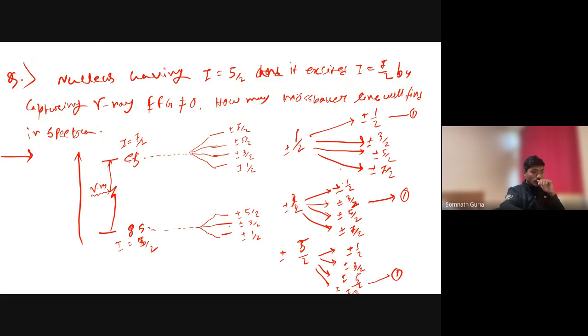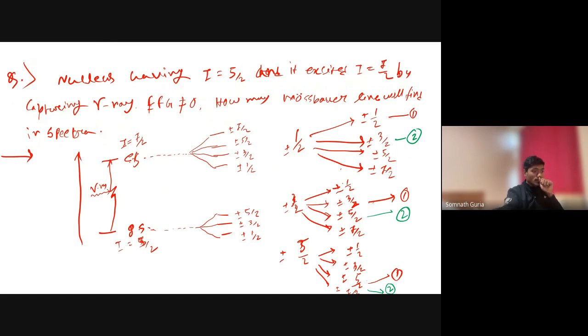Again here this 3 by 2 to this 5 by 2 and this 5 by 2 to this 7 by 2. Those are the similar amount of energy. That means 5 by 2 to this will be 2. This 3 by 2 to 5 by 2, this one will be 2. And this one will be 2. Previous one, this one, 2. So we have this value. This is the 2 line.